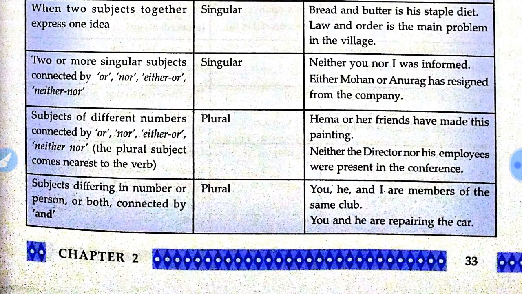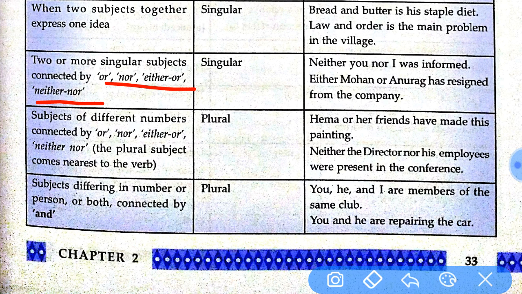Now let's see the next one. Two or more singular subjects connected by or, nor, either...or, neither...nor take a singular verb. Neither you nor I was. I is one subject, you is another subject, but you see singular is used. So with neither...nor and every, singular is used. Subjects of different numbers connected by or, nor, either, neither take a plural verb. See the example: Hema or her friends have made this painting.